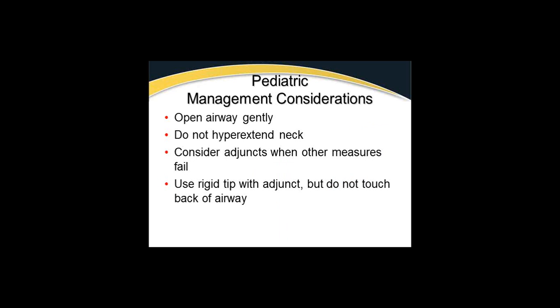Consider adjuncts when other measures are failing. In most cases, we're probably talking an oral airway. Normally, we don't have nasal airways for kids. And then use a rigid tip adjunct to suction, but try not to touch the back of the airway if we don't have to. By touching the back of the airway, we may stimulate the vagal nerve and cause their heart rate to come down.